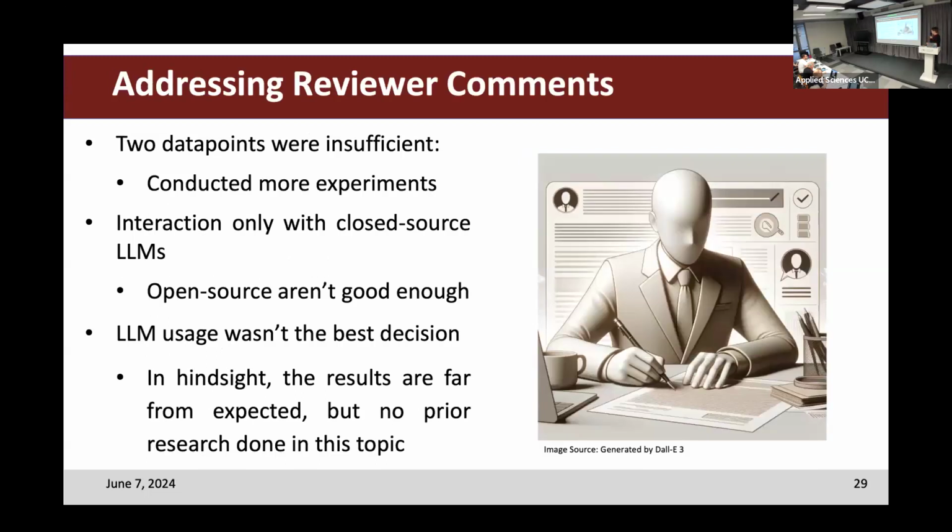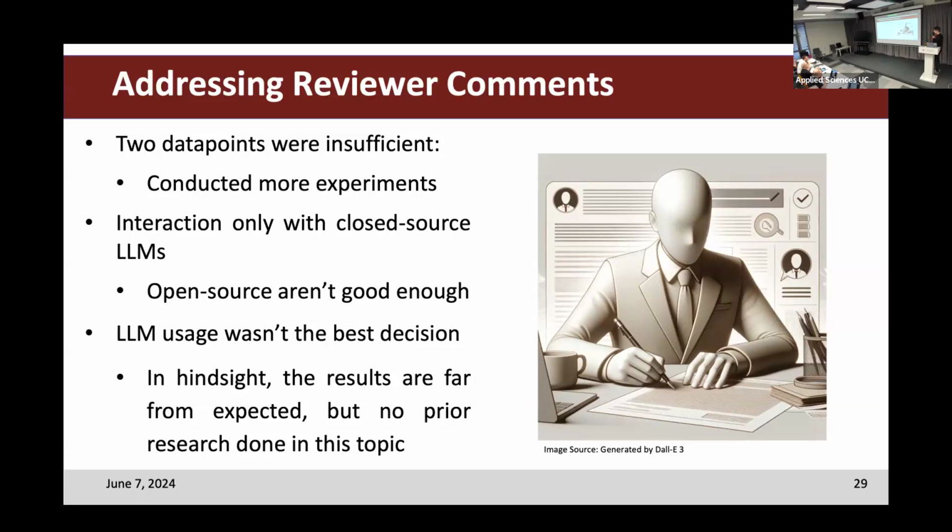So let's discuss the comments we got from the reviewer. In the initial review, the reviewers argued that 2 data points, like 20 and 40%, are insufficient to make conclusions. After the initial review, we conducted more experiments. The reviewer argued that we interacted only with closed source large language models.